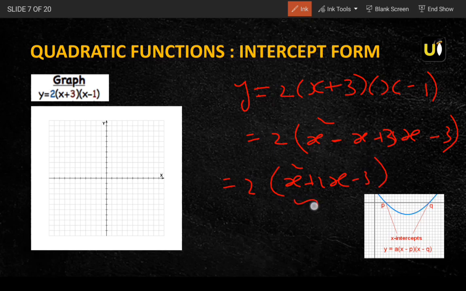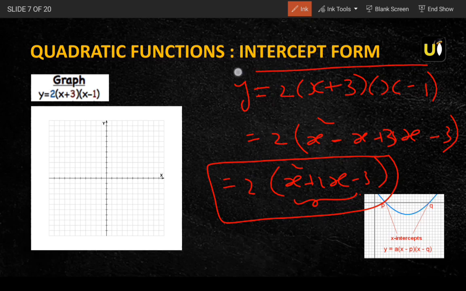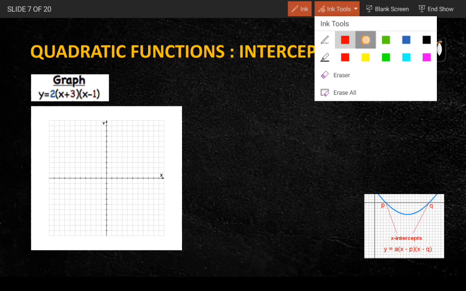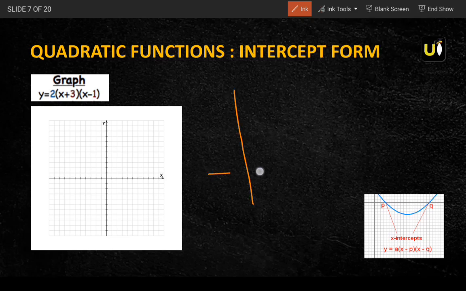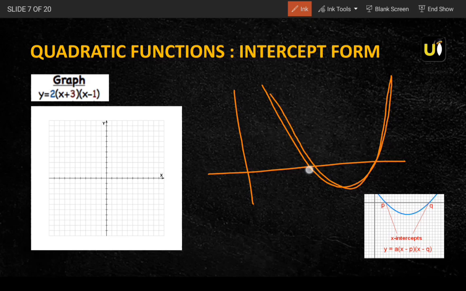Okay, so suppose the graph of a quadratic function is this, touching the x-axis at some point P and some point Q. So here P and Q, the points where the graph touches the x-axis, will be the x-intercepts. Now this function, y is equal to 2 into x plus 3 into x minus 1.